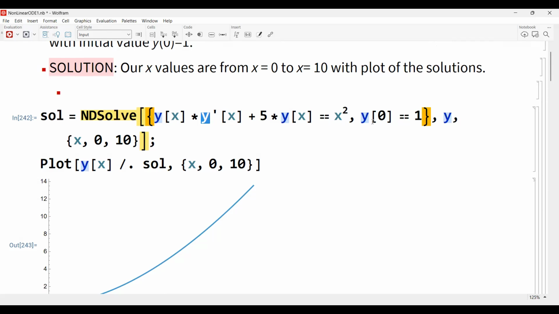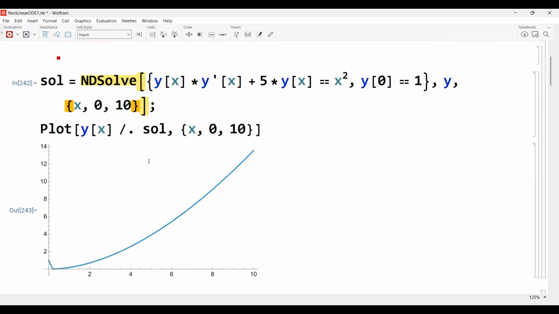So this is our nonlinear differential equation, y times y prime plus 5 times y equal to x squared. Our initial value is y of 0 equal to 1. Our x values are from 0 to 10 here. So let us plot this using Mathematica.